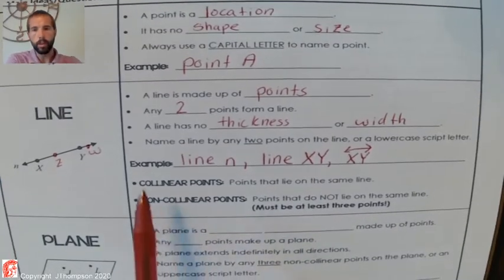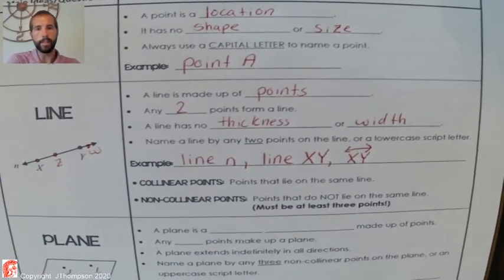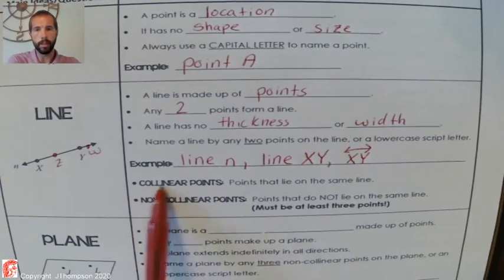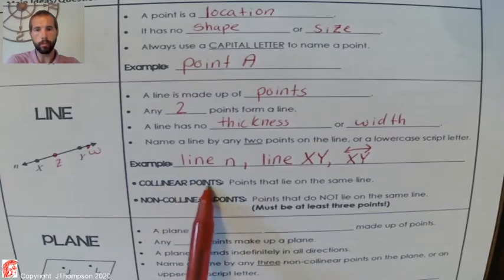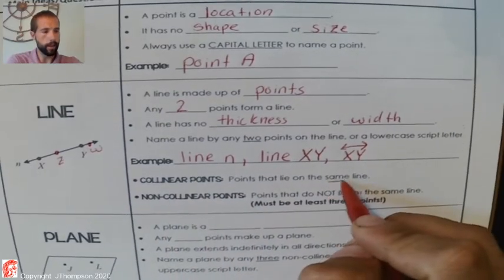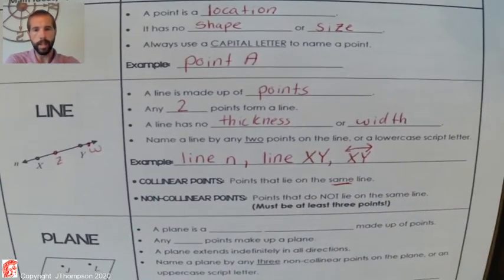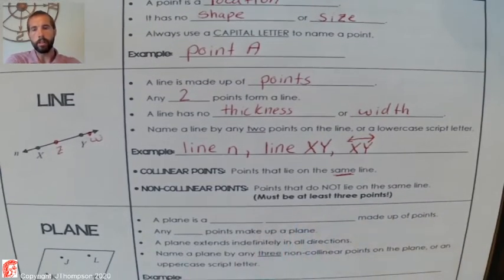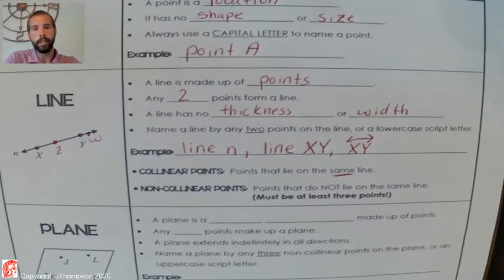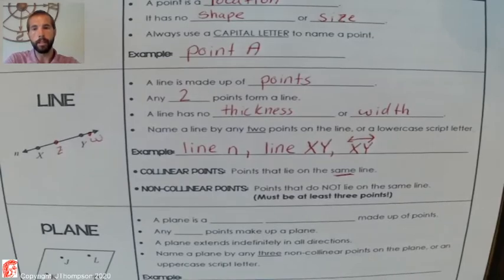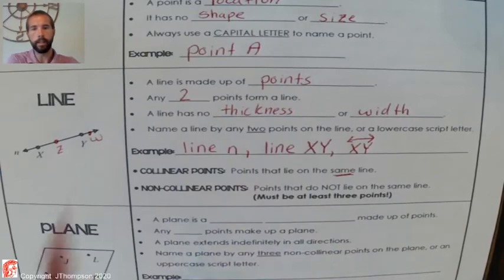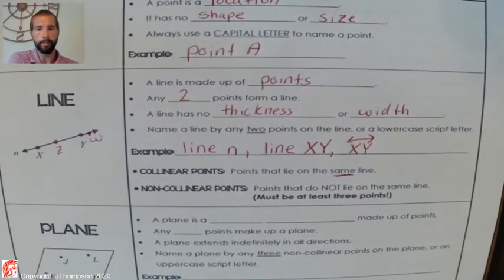Okay, so collinear points are points that lie on the same line. So co means like the same, like co-workers work at the same place. Collinear points are points that lie in the same line. And then non-collinear points is the opposite, points that do not lie in the same line. So in order to talk about non-collinear points, you must have at least 3 points that you're looking at, because like we said before, any 2 points can make a line. You can connect any 2 points with a line.